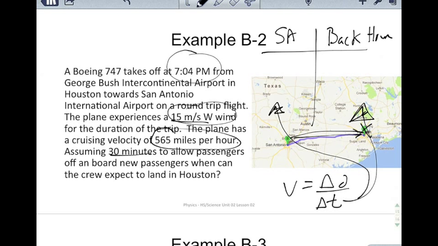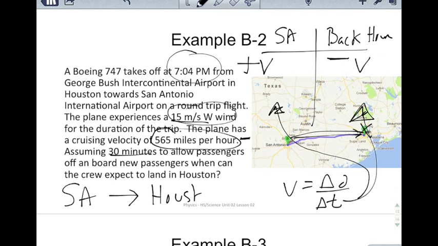When I'm going towards San Antonio, it actually adds to the velocity. This extra 15 meters per second is additive. And when you're going back to Houston, it's going to take away. Now it's very, very important that you get these things into standard units. This right here has to be into the standard unit of meters per second. In addition to that, you need to know that the distance between San Antonio to Houston is 215.5 miles. When you take all this information, you add it all up together, you do your calculations, you can expect to arrive at 8:20 p.m. back in Houston.